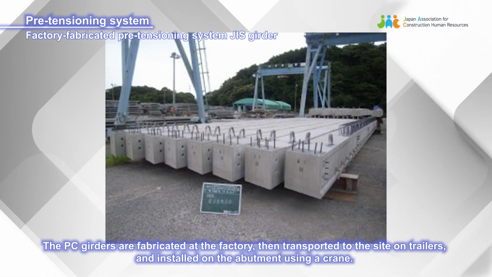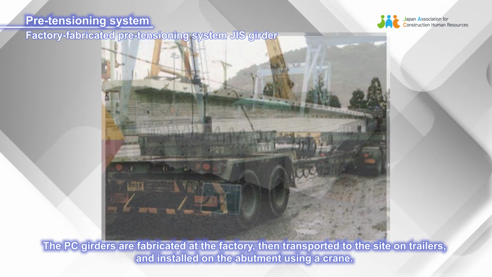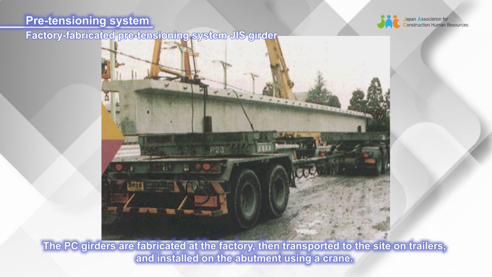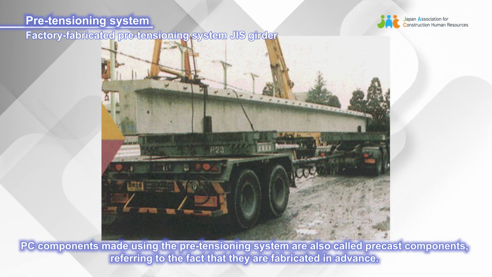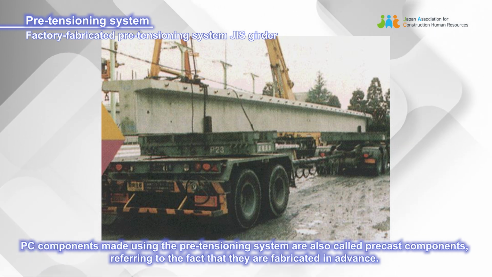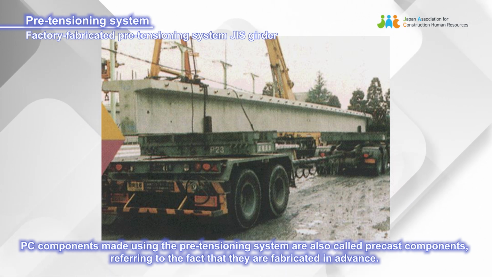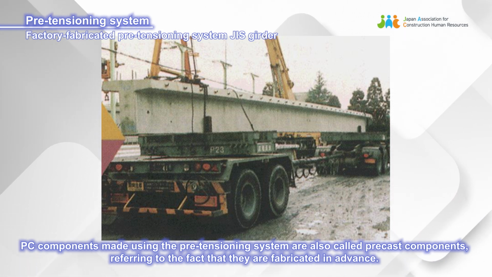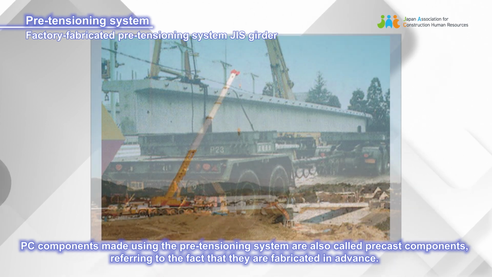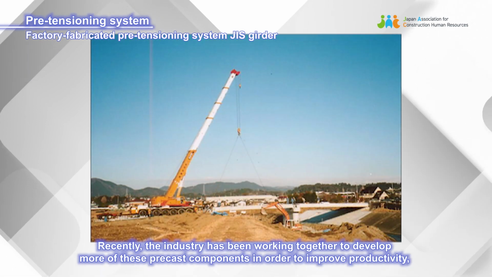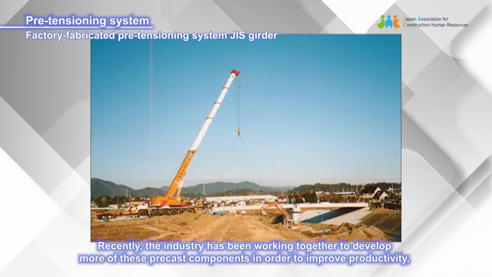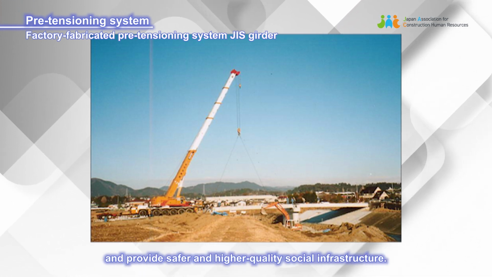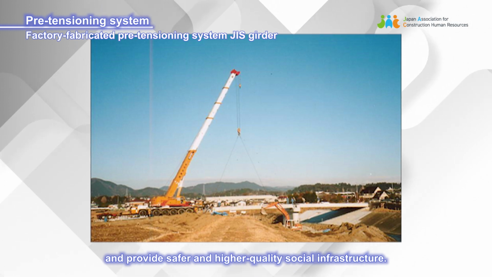The PC girders are fabricated at the factory, then transported to the site on trailers, and installed on the abutment using a crane. PC components made using the pre-tensioning system are also called precast components, referring to the fact that they are fabricated in advance. Recently, the industry has been working together to develop more of these precast components in order to improve productivity, and provide safer and higher quality social infrastructure.